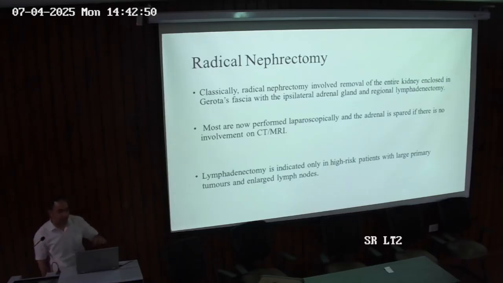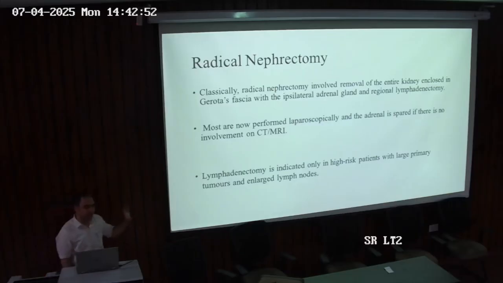This is the classical term for radical nephrectomy, but we are not doing adrenalectomy in every case. We can't remove the adrenal in every case. We see on CT scan, if the adrenal is normal on imaging, then we can spare the adrenal gland. Another indication is an upper pole tumor. For the adrenal in an upper pole tumor, the chance of invasion is high, so we have to remove the adrenal gland. If it is a lower pole tumor, no need to remove the adrenal gland.